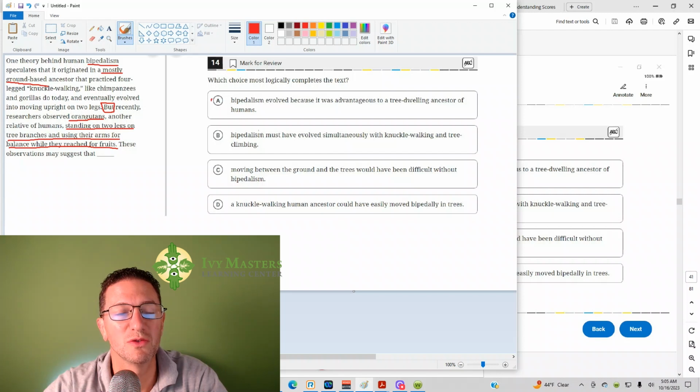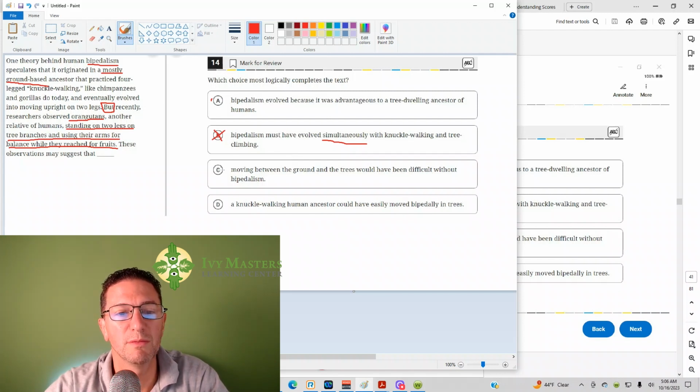I want to just choose it, but let's read the other answer choices. Answer choice B. Bipedalism must have evolved simultaneously with knuckle-walking and tree climbing. So notice we've got the but there. What that suggests is an alternate theory, not knuckle-walking, tree climbing instead, not both. Not at the same time. There's nothing that suggests at the same time, simultaneously.